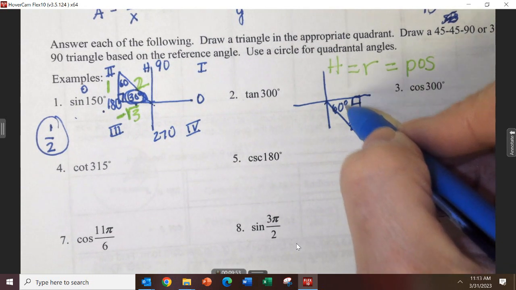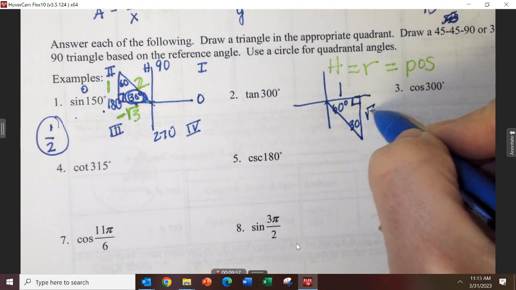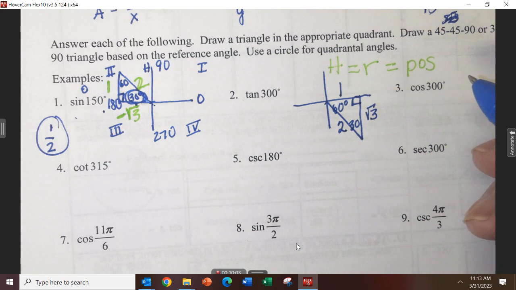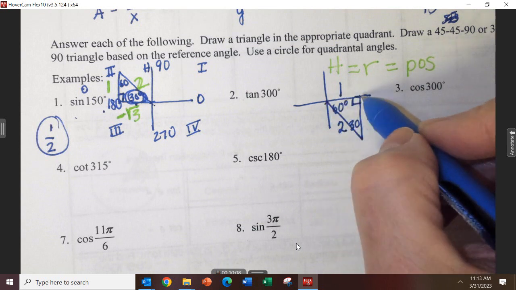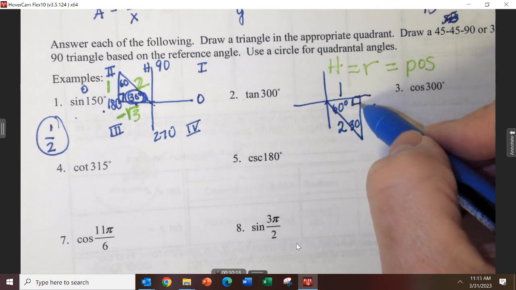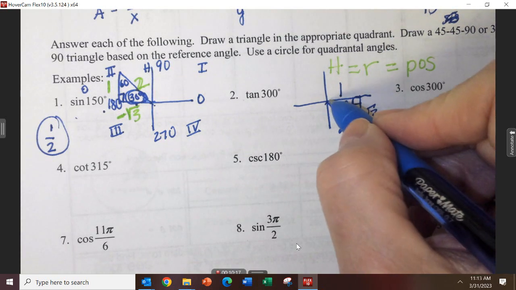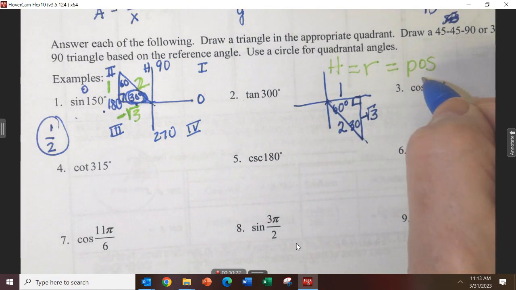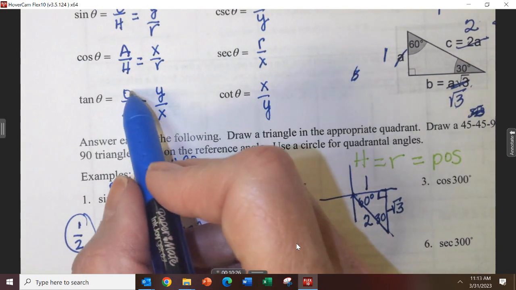Label your sides. Across from the 30 is 1. Across from the 60 is radical 3. Across from the 90 is 2. We now have to look at signs. Is our x positive or negative? Positive. That's the positive direction. Is the y positive or negative? Negative. Is the hypotenuse positive or negative? Positive. It's always positive.